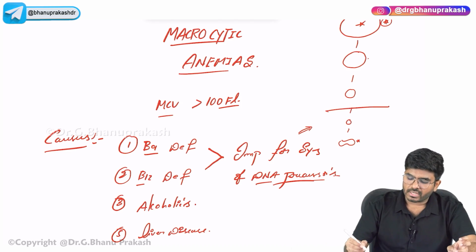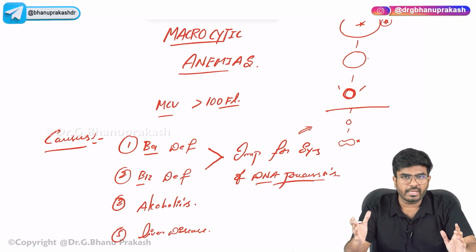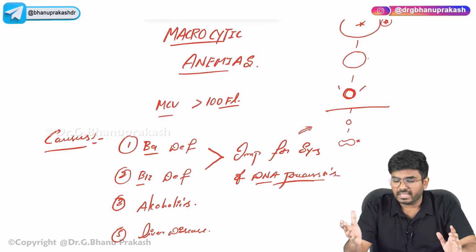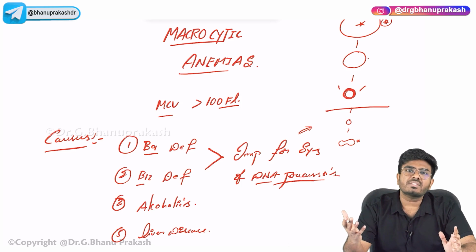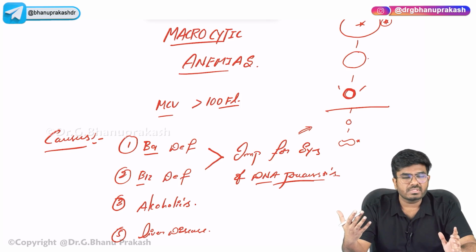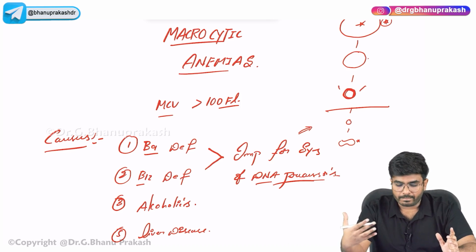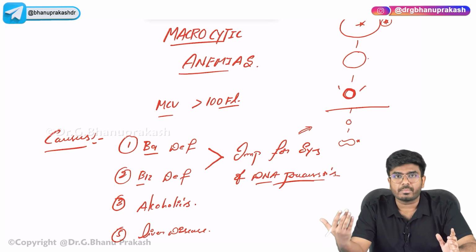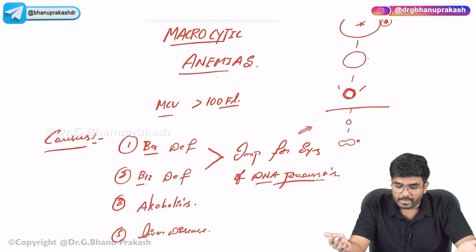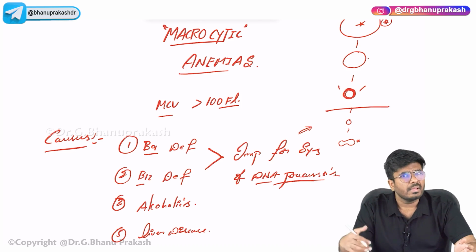As cell division is not occurring properly, you are left with immature cells. What you have in the bone marrow, and what is coming into the bloodstream, are immature cells. Immature cells are definitely larger when compared to normal. That's why the name macrocytic RBCs. Macro means bigger. Macrocytic means bigger cells are there. Which bigger cells? The RBCs.